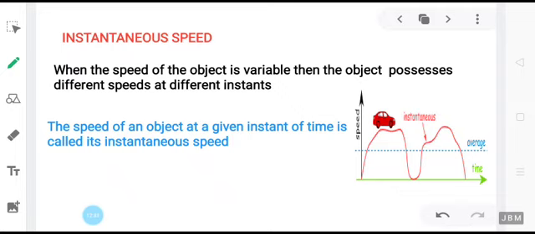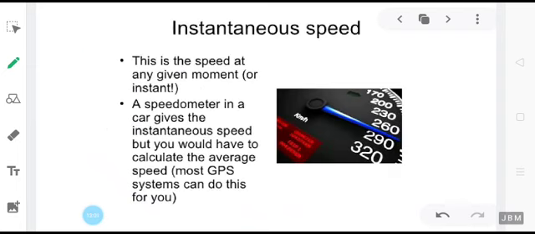Instantaneous speed. It comes from the word instant. When the speed of an object is variable, then the object possesses different speeds at different instants. The speed of an object at a given instant, at a given moment of time, is called its instantaneous speed. It is measured by the speedometer which is attached in automobiles, that gives us an estimate of the instantaneous speed of the vehicle, and it is measured in kilometer per hour.